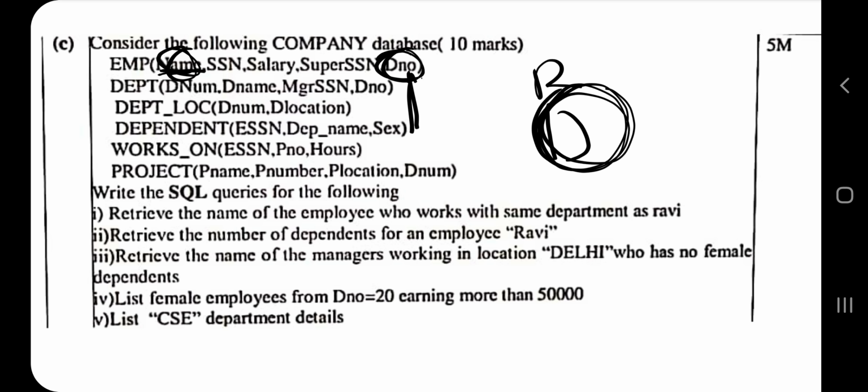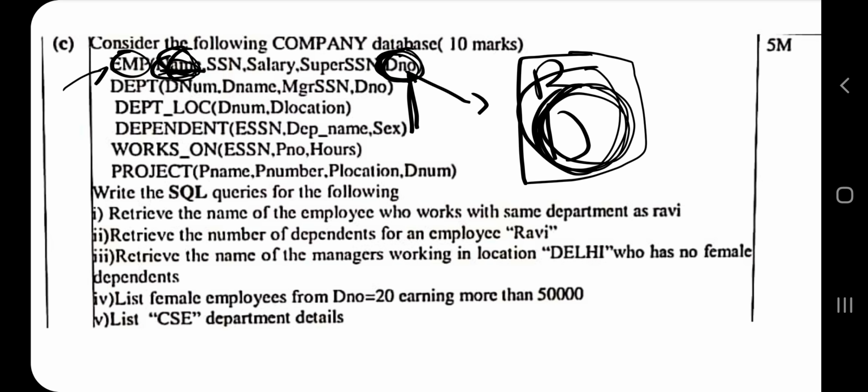Now what we will do with this? By using this, we have to select the names of employees who work in the same department. So after selecting this one in a nested query, what you will do is select employee name from employee where D number is equal to this one. First we will find this, then we will equate this.